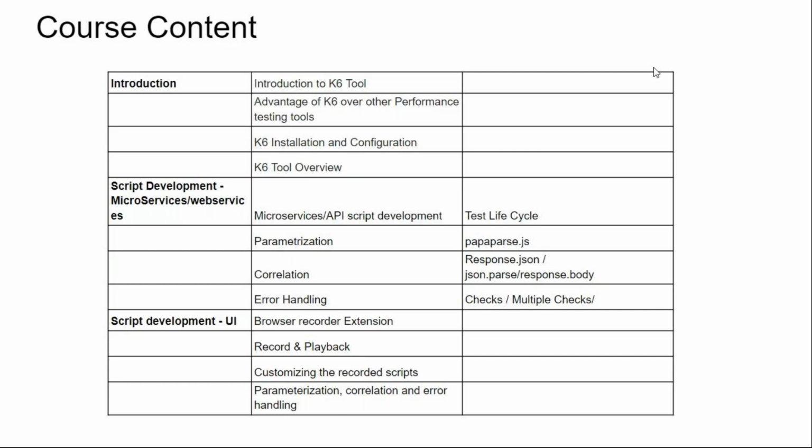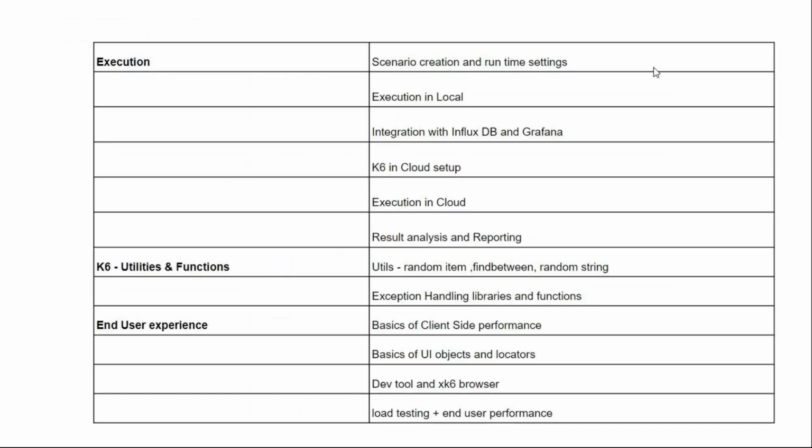Okay. So from the microservices, we will move on to the UI based applications. Obviously, you need to record it. So we'll look into what plugin is available for the recording, and then we'll go and record it, and then we'll do the enhancement similar to the microservices, like parameterization, correlation. Correlation might vary because in microservices you're going to look into the JSON response, right? Whereas in the UI it is going to be an HTML response. So the way you correlate will be a little different when compared between UI and microservices, and the error handling. So all these things we'll be looking into from the UI as well.